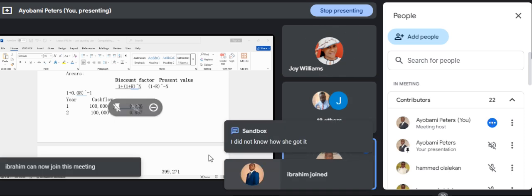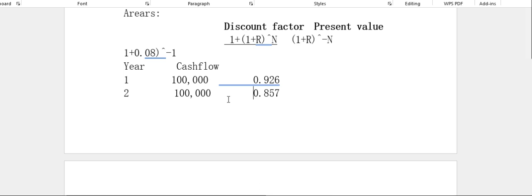Look at that formula that I just wrote. I hope you are seeing it. This 1.08: R stands for the interest rate, and n stands for the number of years. I'm sure you have your calculator.